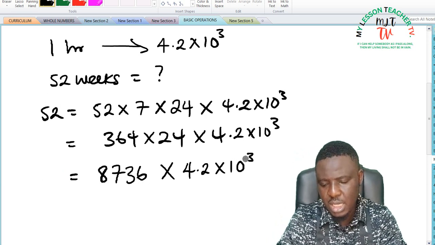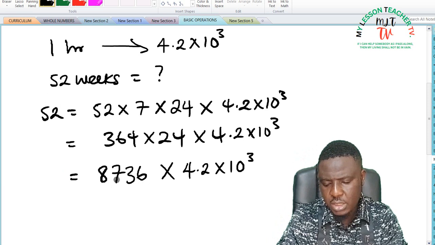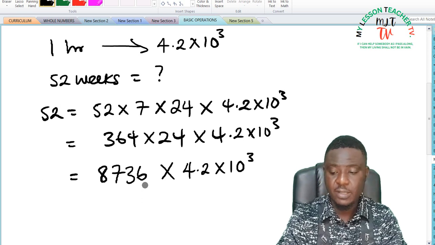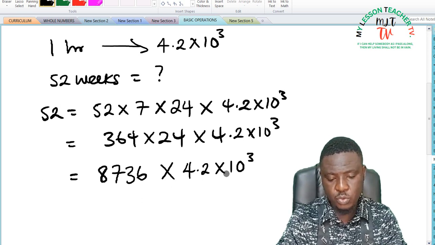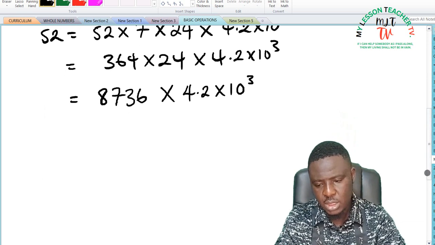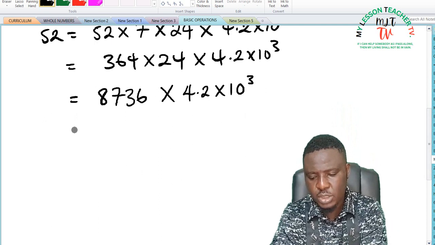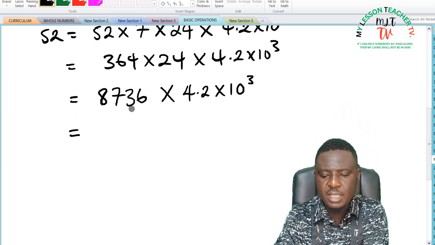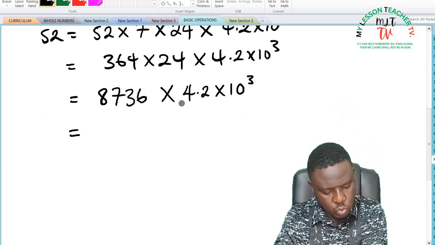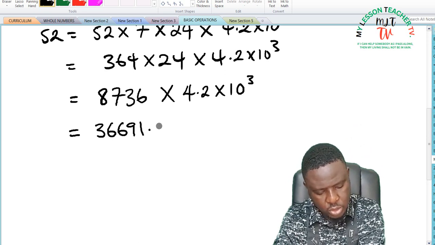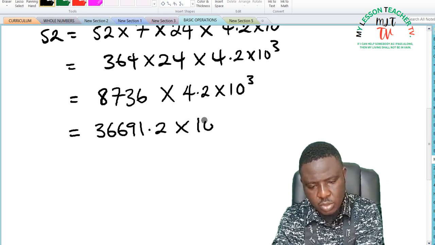So what this means is that you have 8,736 hours in 52 weeks. And when you multiply it by 4.2 times 10 raised to the power of 3, that should give you the number of heartbeats in 52 weeks. This will be equal to, so when you multiply 8,736 hours by 4.2, you will get 36,691.2 times 10 raised to the power of 3.